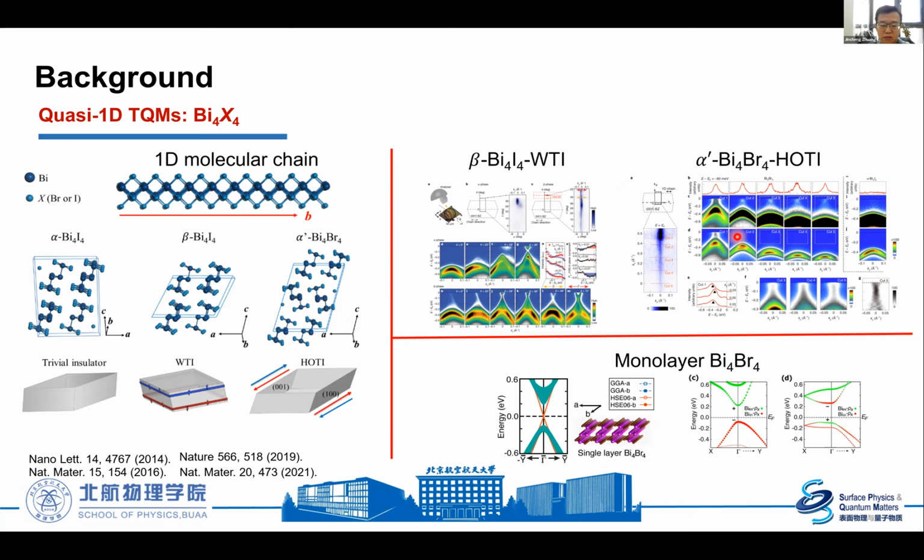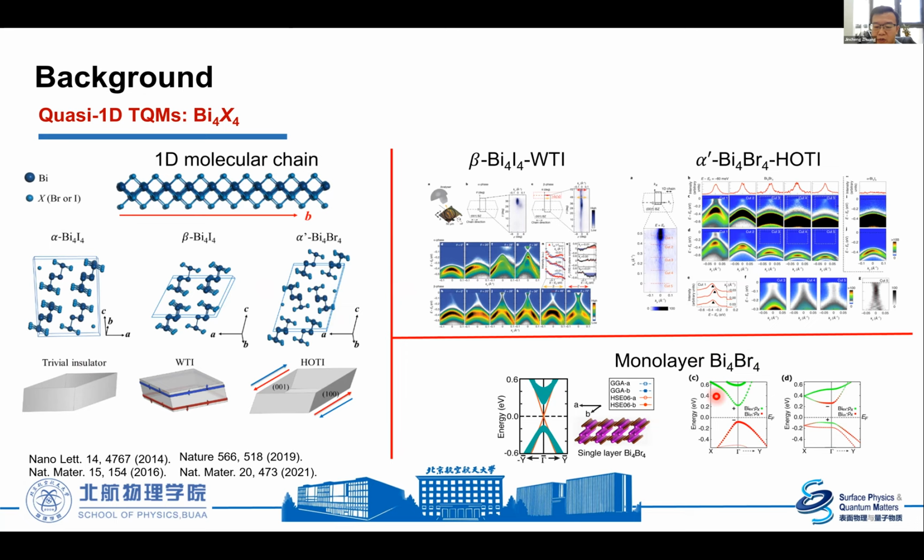Also, for the monolayer case, the monolayer bismuth bromide is predicted to be a quantum spin Hall insulator with a large gap around 0.2 electron volts, which is much higher than the thermal activation energy at room temperature. So, for these materials, it is promising for potential applications.